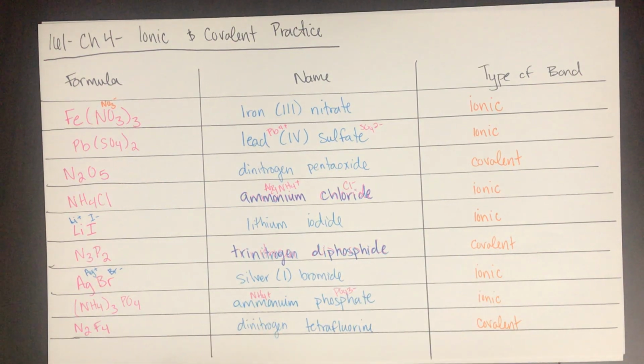All right, so that is some practice for naming and writing the formula for ionic and covalent compounds. You will definitely be required to do this in your homework, in the labs, and on the exams.